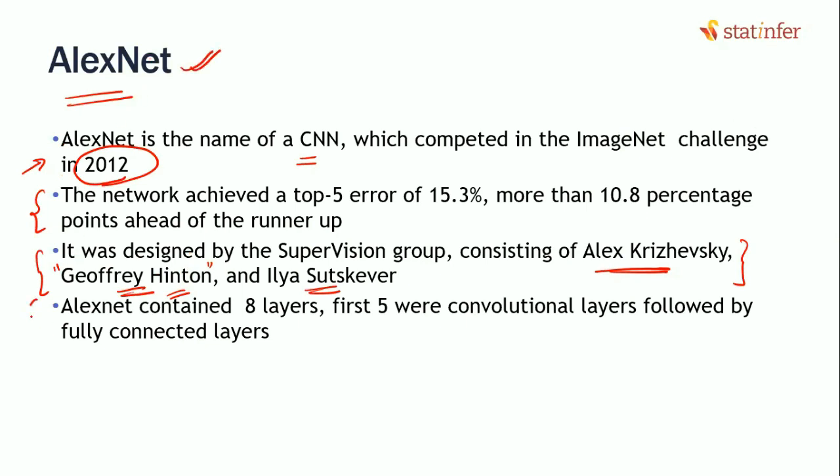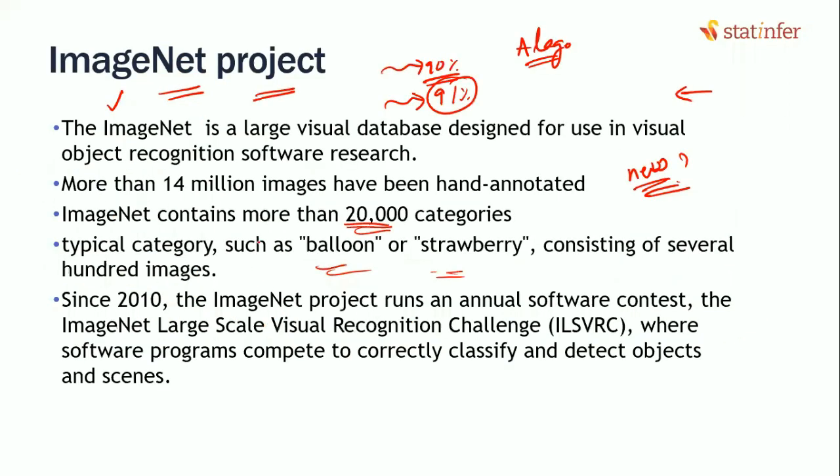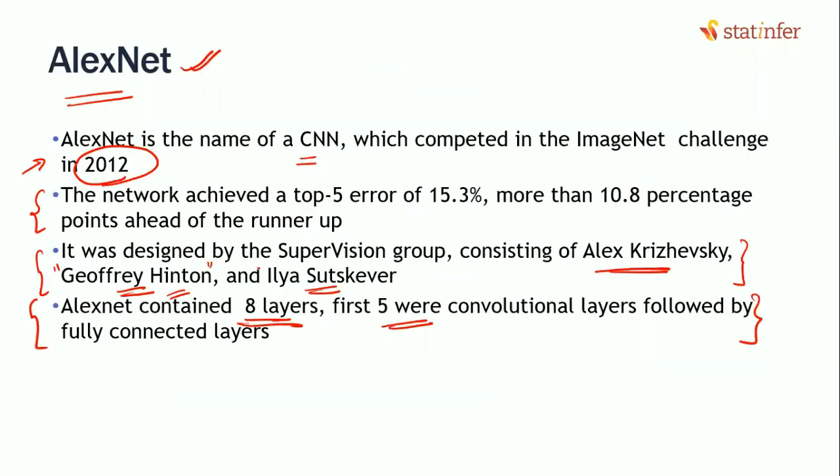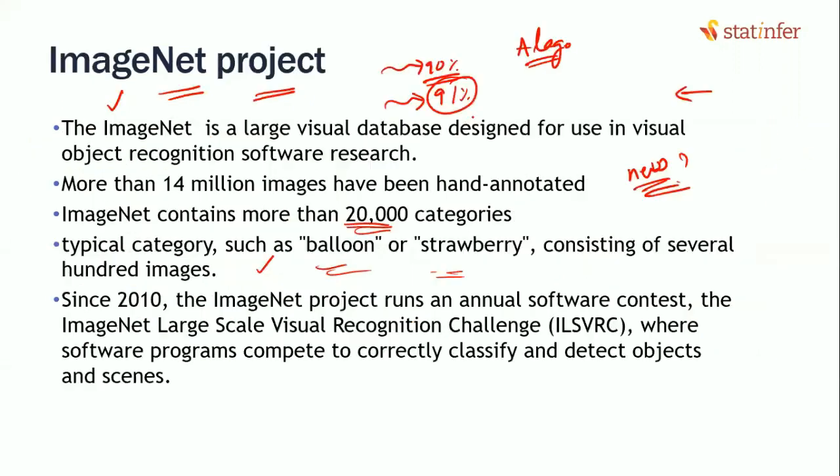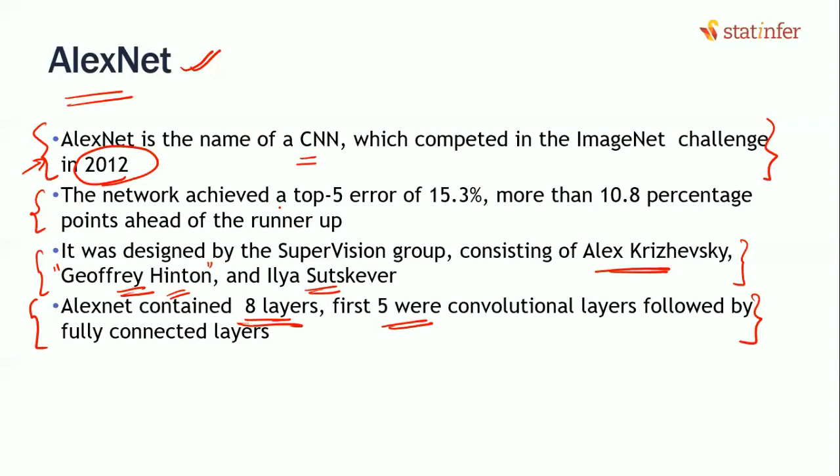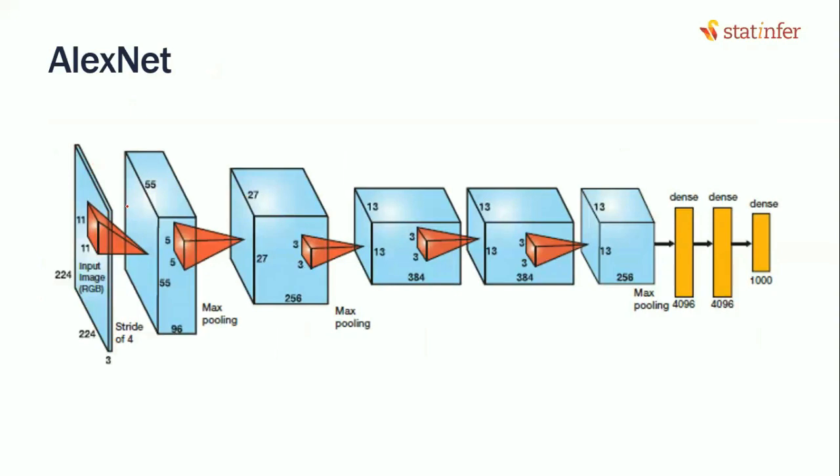AlexNet contains 8 layers. The first 5 are convolution layers, followed by fully connected layers. So they created one good convolutional network, and it won the ImageNet challenge. Maybe it's a good idea to understand it. We cannot really build such a big AlexNet on such a large data set, but at least we can understand the architecture. How did they build it? So here is the architecture of AlexNet. Since convolution layers have depth, we need to draw 3D diagrams. Let us understand this AlexNet.